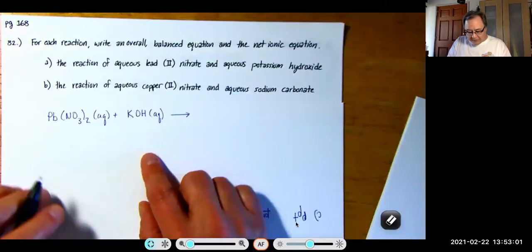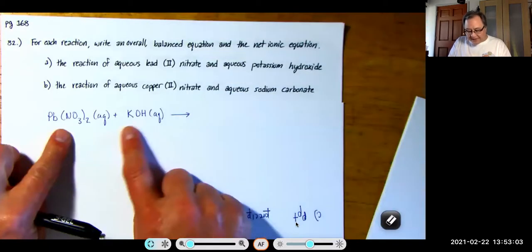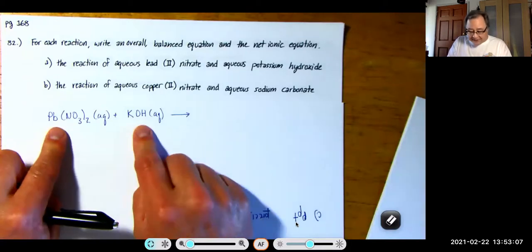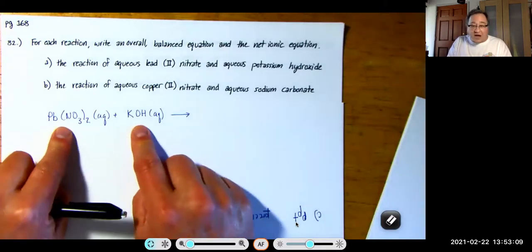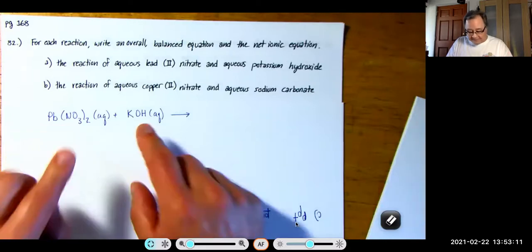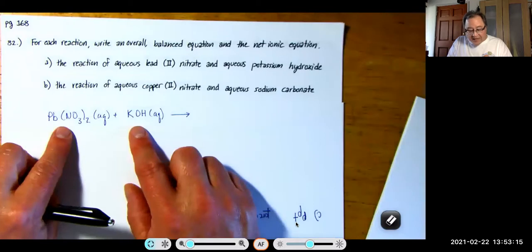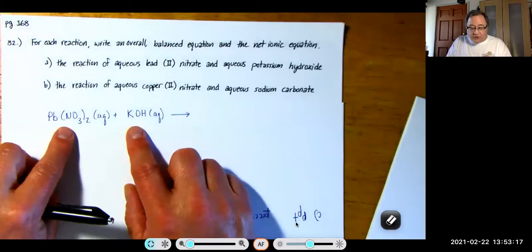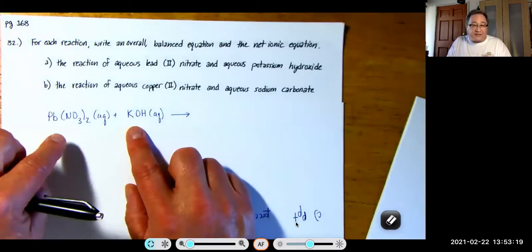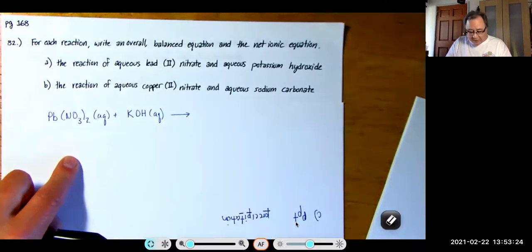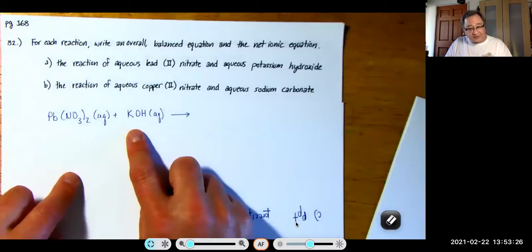Now, what type of reaction is this? It looks to me like it's not an acid base. We certainly have a base here, but this is not an acid. Doesn't look like a redox because I don't have a pure element anywhere. Doesn't look like a gas forming because I'm looking for sulfite or carbonate for a gas forming. And so this must be one of those precipitation reactions.